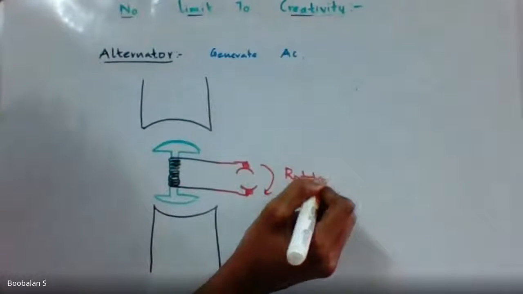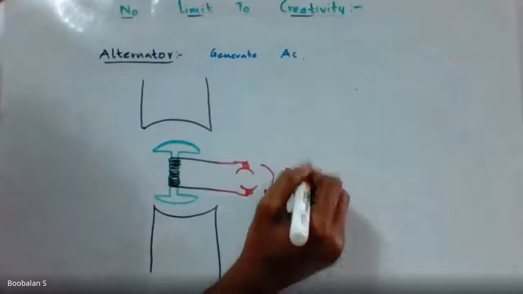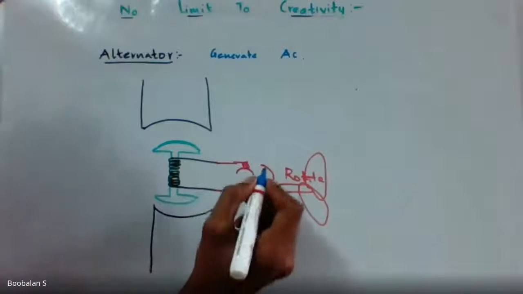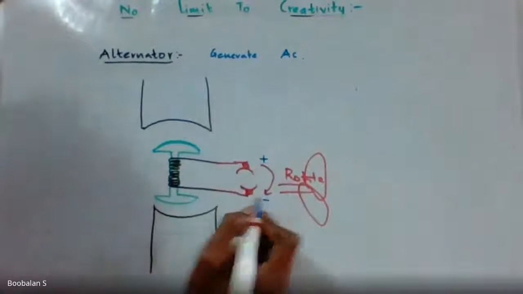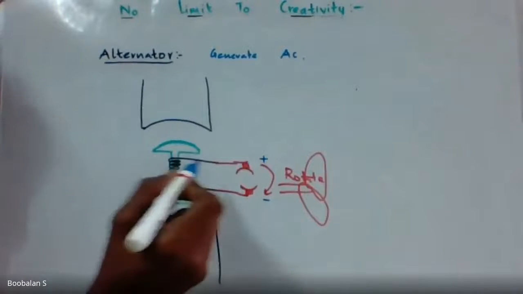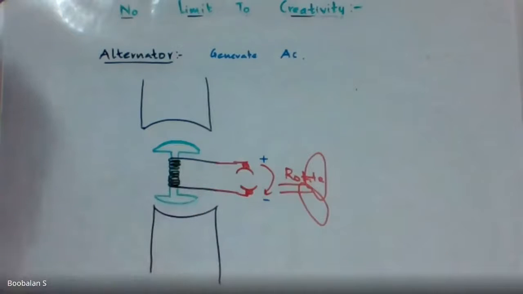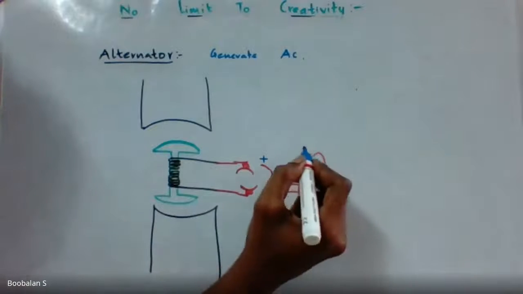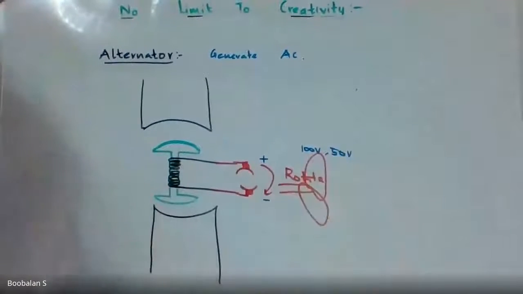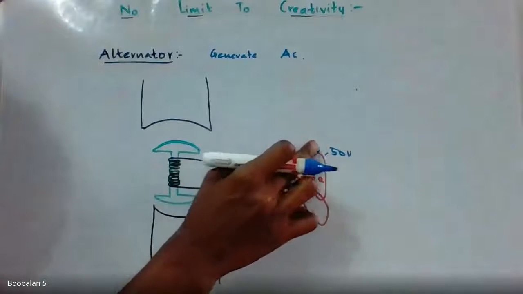For the rotation, I'm going to give a steam turbine, or maybe a mechanical rotation like a steam engine. So what happens? I'm giving DC power supply over here, plus and minus. Then definitely constant flux lines are going to flow in this coil. Constant flux lines, so for example 100 volts, or maybe 50 volts, whatever is needed. For example, I'm giving 50 volts for understanding purposes.